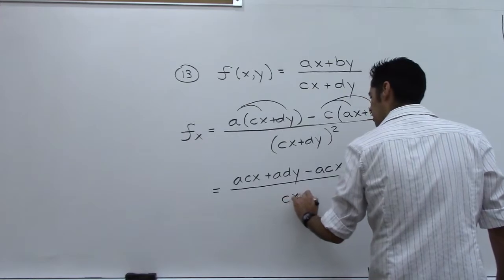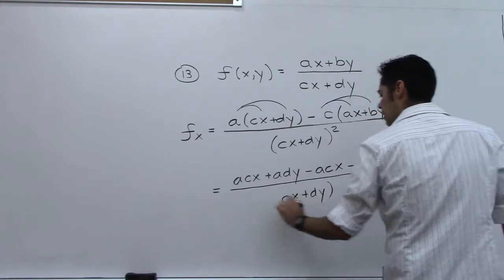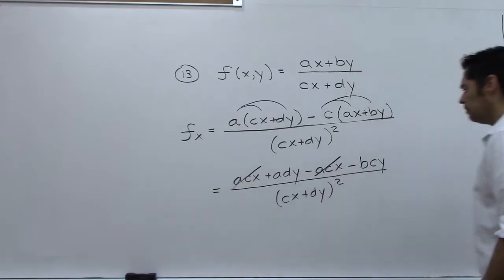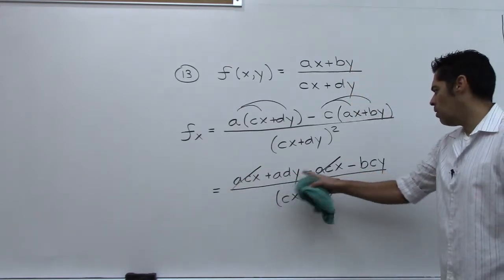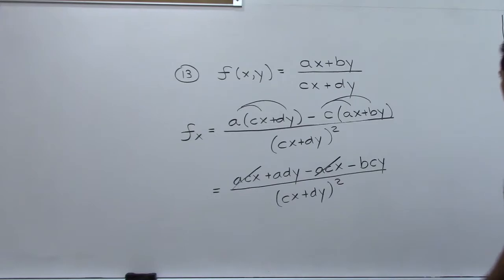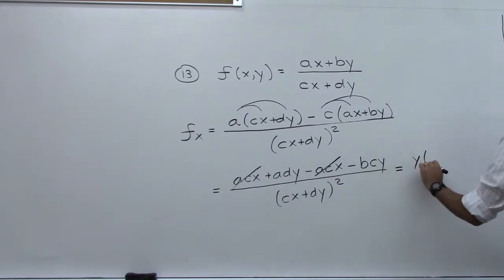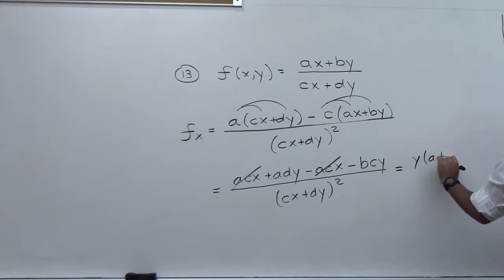So cx plus dy squared. Notice my a c x's cancel, and then I have a d y minus b c y. The most I could do there is pull out a y maybe, but even that wouldn't really necessarily be something you have to do.